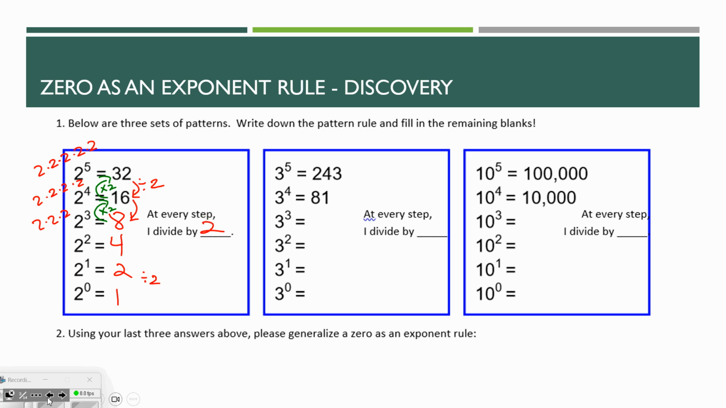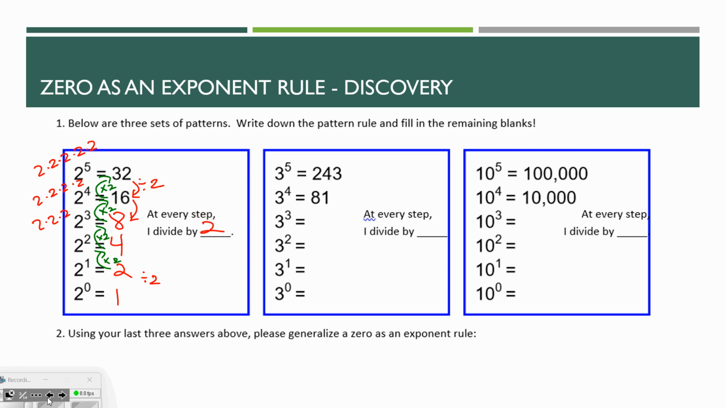And further, 2 to the 0 definitely can't be 0, because the pattern going up is that I'm always going to multiply by 2, right? If 2 to the 0 were 0, and I multiplied by 2, what's 0 times 2? It's 0. So that couldn't work, right? All right, so 2 to the 0 looks like it's 1.